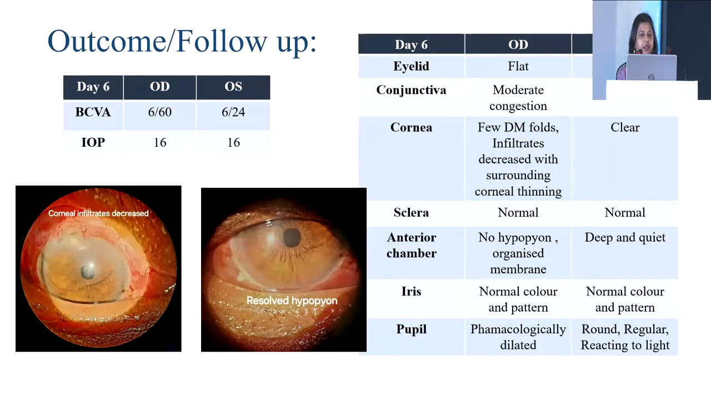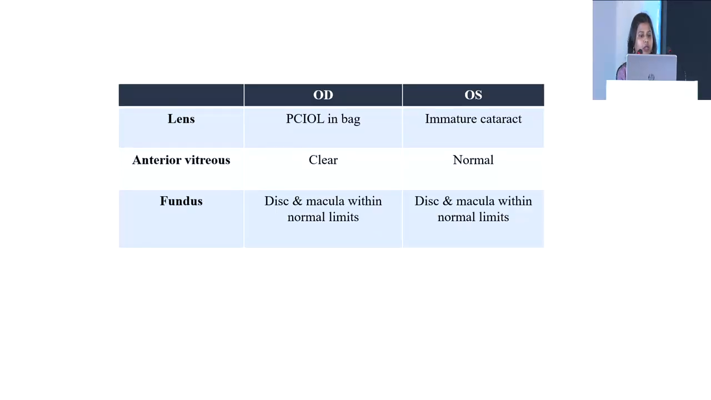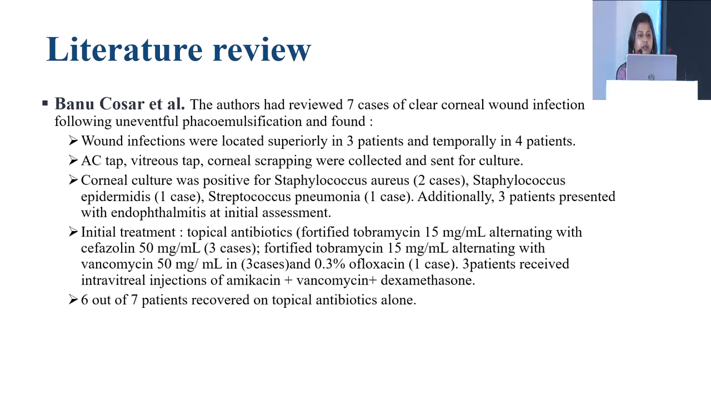Now, when the patient came for the 7-day follow-up, the corneal infiltrates had significantly decreased, but there was surrounding corneal thinning. Anterior chamber showed a mild reaction, and there was no hypopyon. His vision also improved to 6/60, and IOP was normal. We were able to see the anterior vitreous and the fundus. The disc and macula were within normal limits.